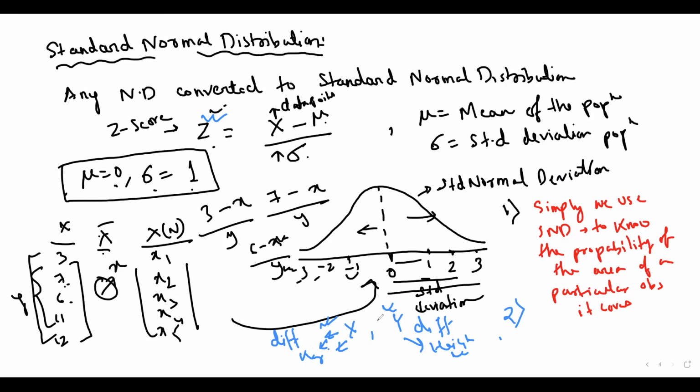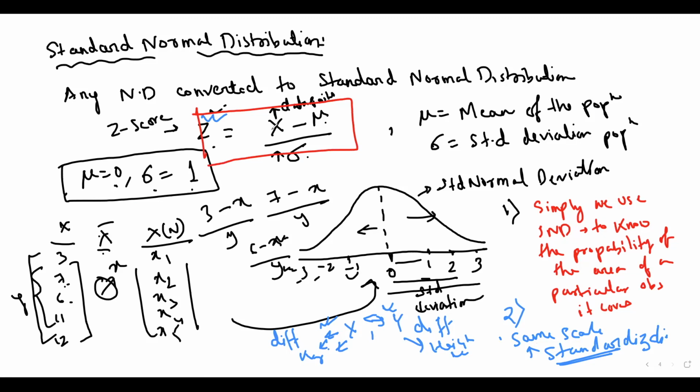Only then can we compare these two variables. If they are not in the same scale, we cannot compare them. We need to bring them down to the same scale. That is what standardization is, and so we do standardization. That's why we have standard normal distribution. Standard normal distribution is given by this formula: Z is equal to X minus mu divided by sigma. Please remember this formula, guys.